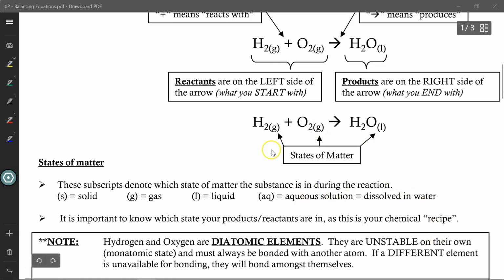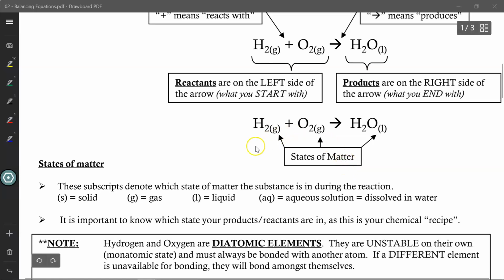So it's not good enough just to tell the reader that hydrogen plus oxygen makes water. You must tell the reader that hydrogen gas reacts with oxygen gas to produce liquid water. The states of matter matter. Now you may have noticed that I wrote hydrogen as H2 and not just H. I wrote oxygen as O2, not just O.